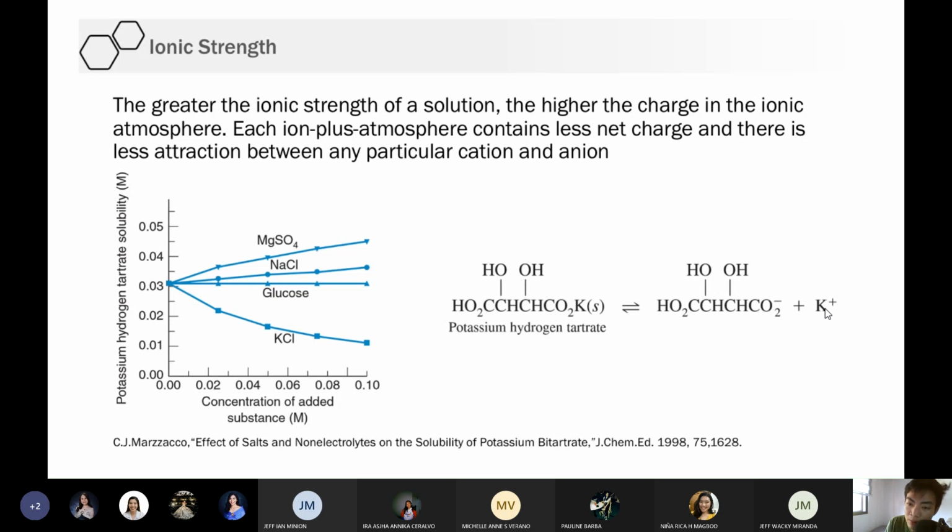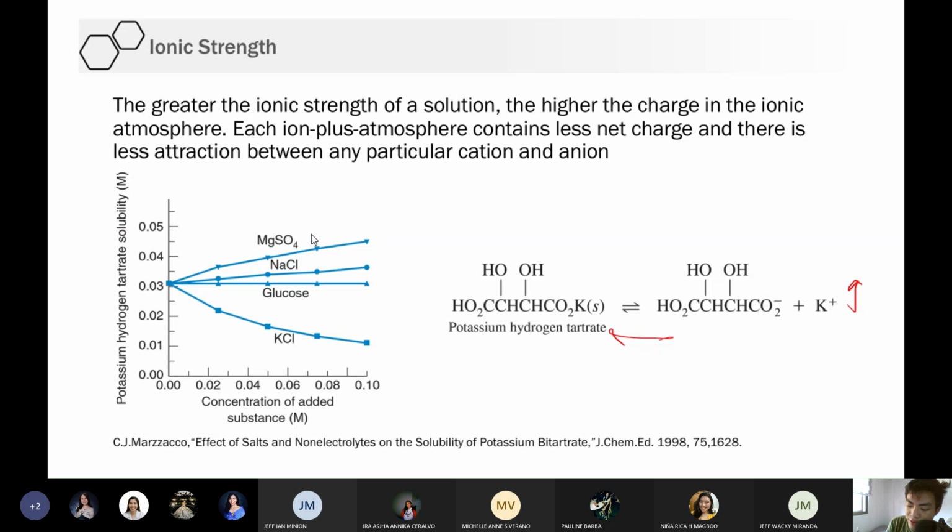So we now have common ions. Since we add more of the products, according to Le Chatelier's principle, it will shift the reaction to the left. Increasing the concentration of potassium will shift your equilibrium to the left. Hence, the solubility will decrease because more precipitates will be formed now. So that's the reason why we have this trend on our graph here.